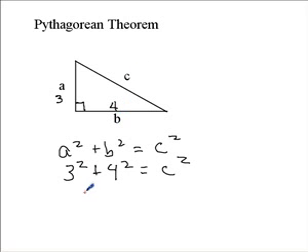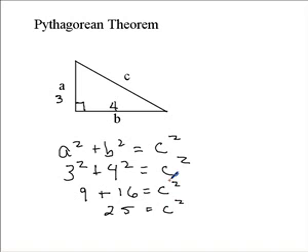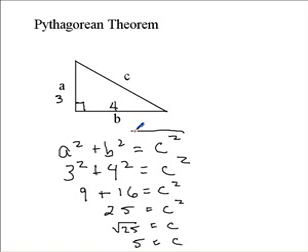3 squared is 3 times 3 is 9. 4 squared, 4 times 4 is 16. That's equal to C squared. So we add those together. 25 is equal to C squared. And then we use our knowledge of square roots to determine what C is. So the square root of 25 is equal to C. So C is equal to 5. So in the Pythagorean theorem, if you know any two side lengths, you can determine the third side length by using this formula.